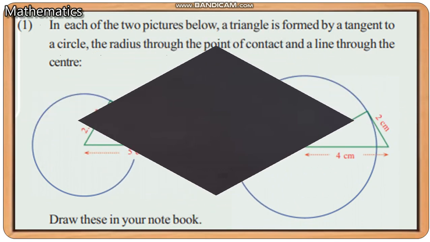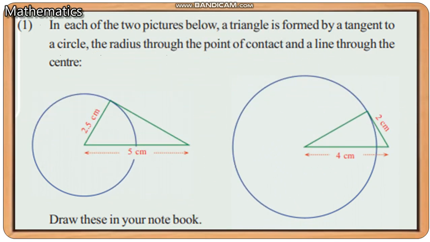Next, one question is there in your textbook. In each of the two pictures below, a triangle is formed by a tangent to a circle and the radius through the point of contact, a line through the center. A circle is given and a tangent. From an outer point to the circle, a line touching the circle, that is the tangent. That is given there.